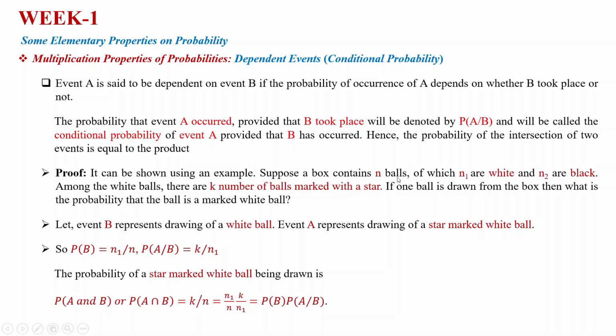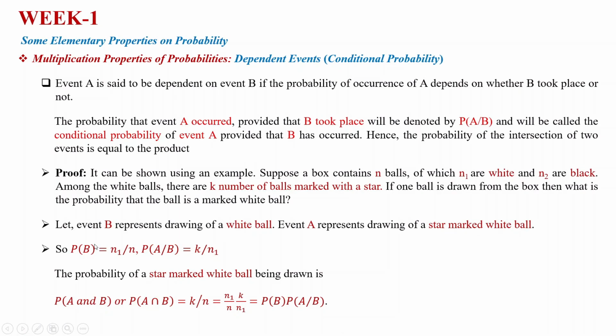Suppose a box contains n balls, of which n1 are white and n2 are black. Among the white balls there are k balls marked with a star. If one ball is drawn from the box, then what is the probability that the ball is a marked white ball? So for the ball to be a marked ball, it has to be a white ball. So it is a conditional probability. Let event B represent drawing of a white ball, and event A represent drawing of a star marked white ball.